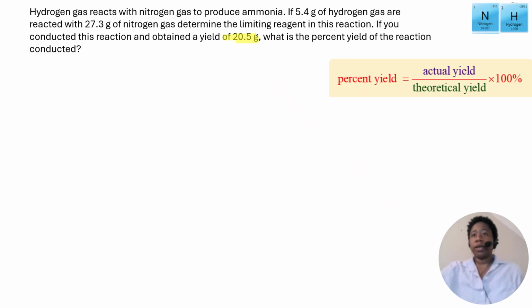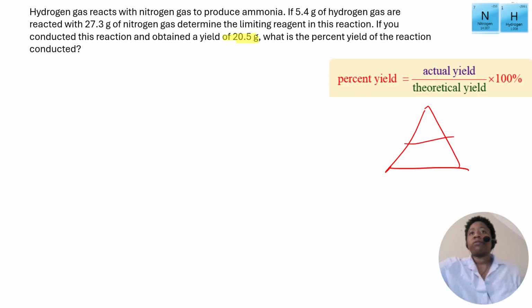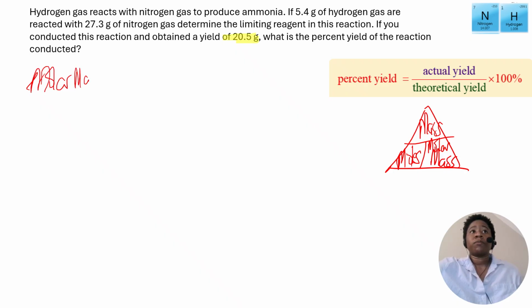So technically we'd be expected to calculate the theoretical yield, and we could do so by using the moles of ammonia calculated on the previous slide, and by again referring to our triangle where moles is equal to mass over molar mass. So we're expected to now calculate the molar mass of ammonia. And we could use our periodic table to help us, and we know the formula.